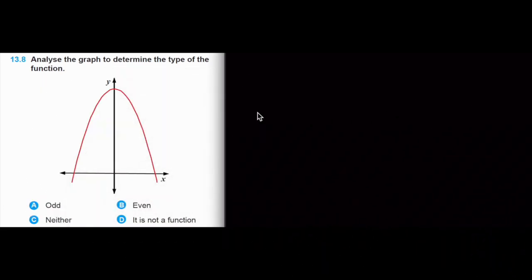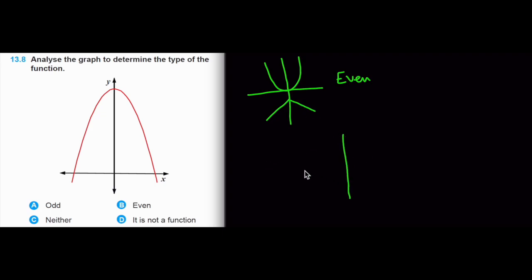Analyze the graph to determine the type of the function. As you know, if we have a graph like that, and the y-axis divides the graph into 2 congruent parts, this is an even function. Also this one is an even function. But if we have the origin as the point of reflection or the point of congruency, like this graph, this is an odd function. So in this question, this is an even function, so the answer is B.